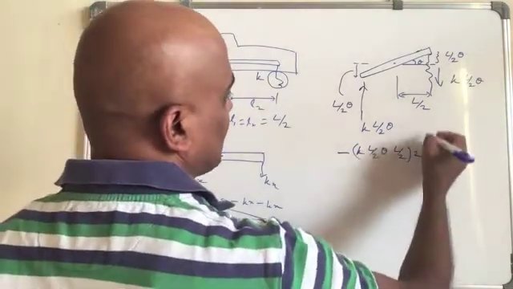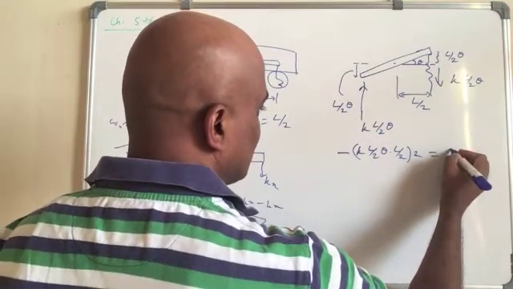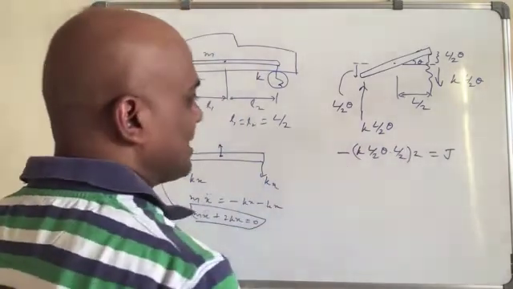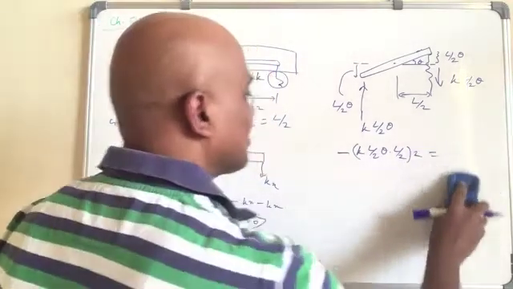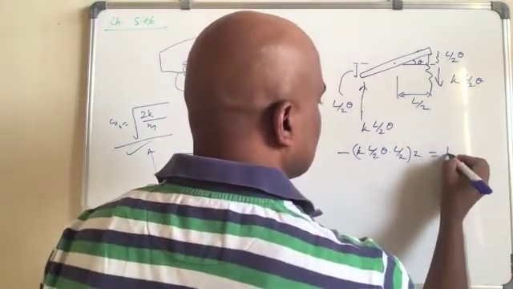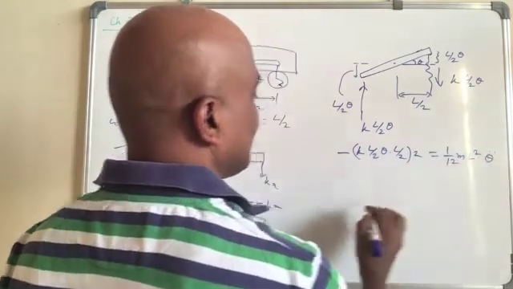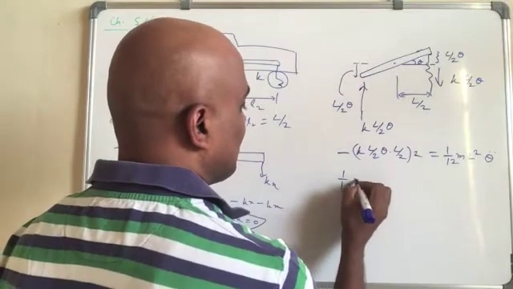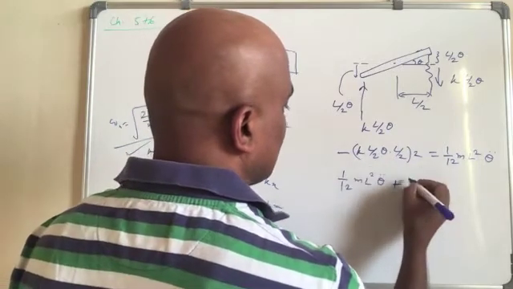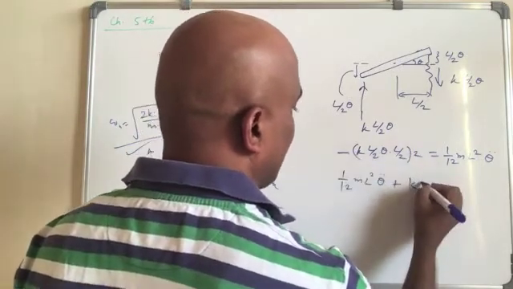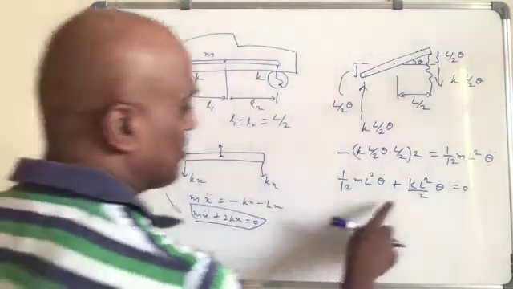And then equal to J, which I said equal to 1 by 12, m over 12. So J is 1 over 12 m L square times theta double dot. The equation becomes 1 by 12 m L square theta double dot plus, in this case, you get K L square over 2 theta equal to 0. This is the final equation you get.